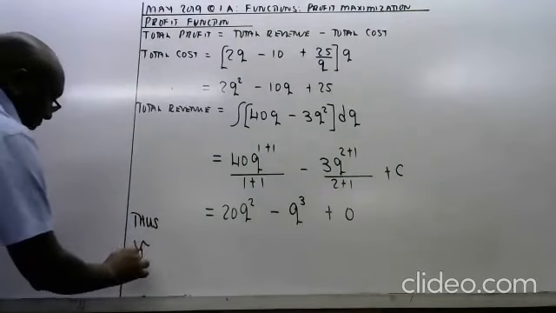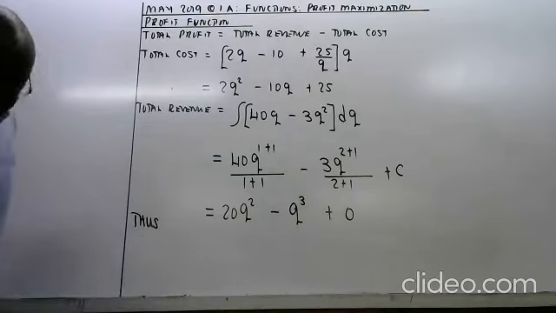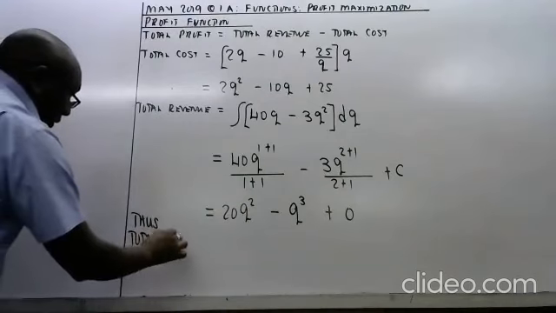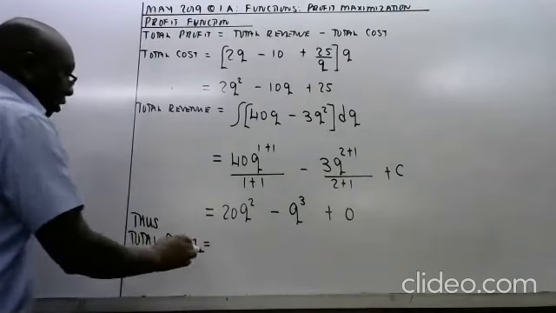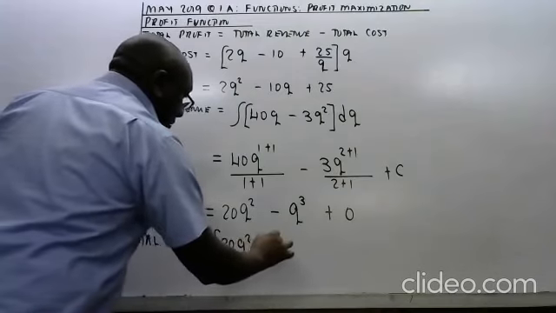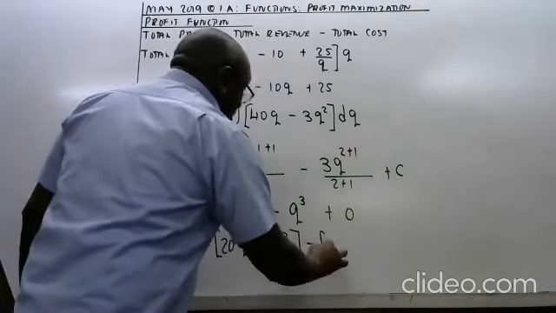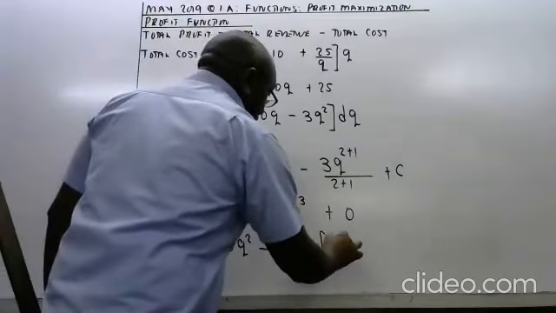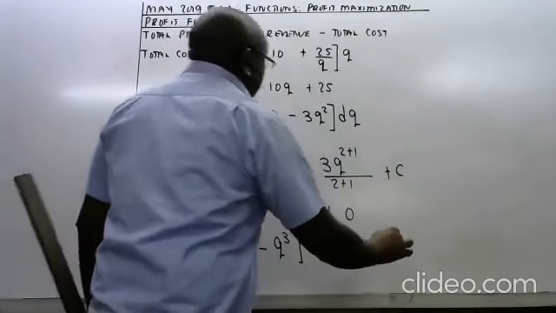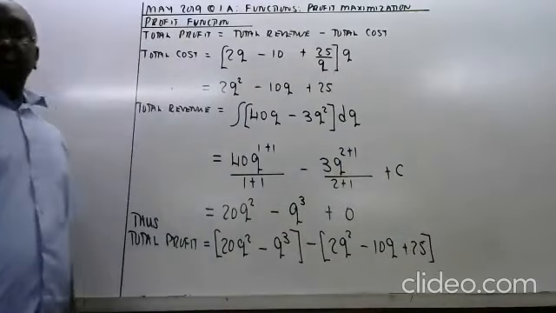profit, which is represented by pi, before I go to pi, my total profit should be equal to, in brackets, 20Q squared minus Q cubed, you minus the cost function, which is 2Q squared minus 10Q plus 25.